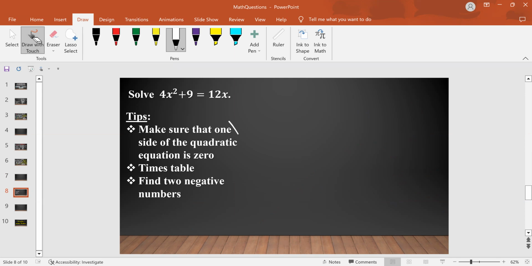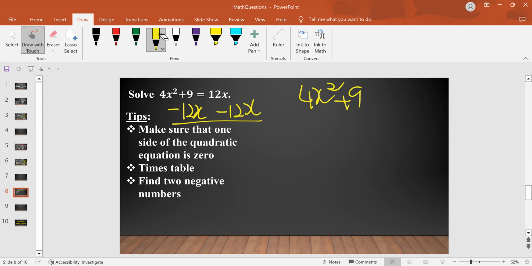They say here, make sure that one side of the quadratic equation is 0, which is not the case here. So we don't have one side as a 0. Having 4x squared plus 9 is equal to 12x, to make one side 0 is going to be simple if you make the right side 0. For that, we'll subtract 12x on both sides. So you'll understand that the equation will turn to 4x squared plus 9 minus 12x is equal to 0. So this is going to cancel out.